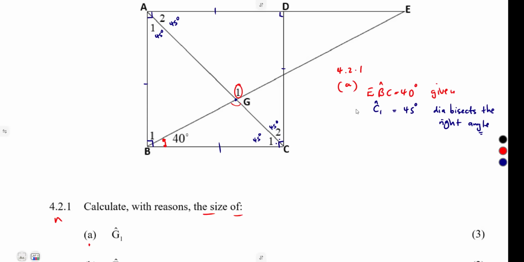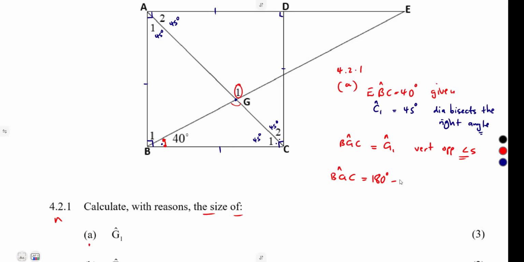So if angle C1 is 45, angle EBC, this one is 40 degrees, we can determine angle BGC, which is equal to angle G1. Those are vertically opposite angles. Remember your vertically opposite angles. So we can find this angle BGC from where? From angles in a triangle. They sum up to 180 degrees. So we can simply use that.